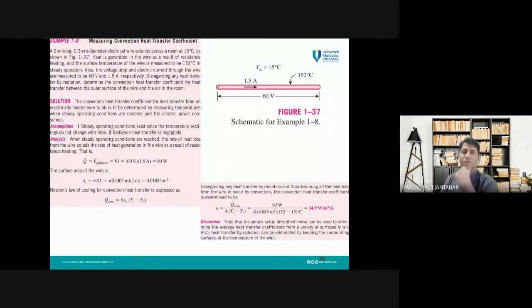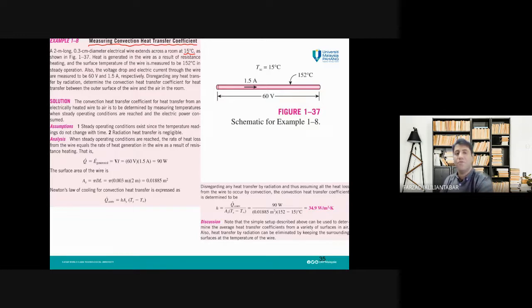And as I told you, in different examples, we usually are interested to measure or calculate this H, the convection heat transfer coefficient. Imagine we have a wire like what you can see here. We have a 2-meter long, 0.3 centimeter diameter electrical wire, which extends across a room at 50 degrees Celsius, like what you can see here. Heat is generated in the wire as a result of the resistance heating.